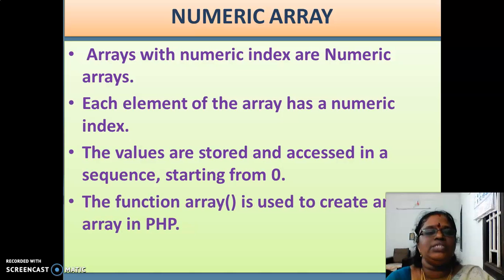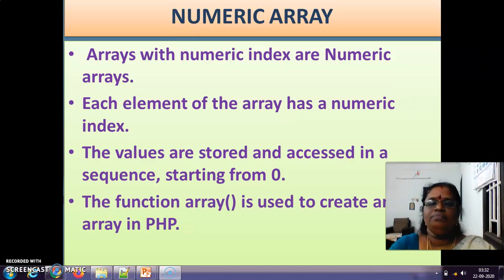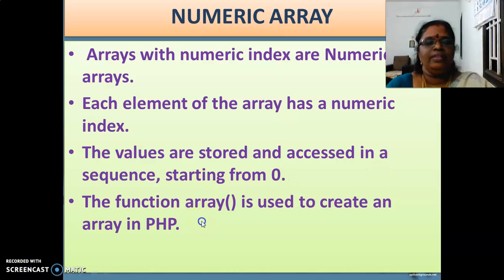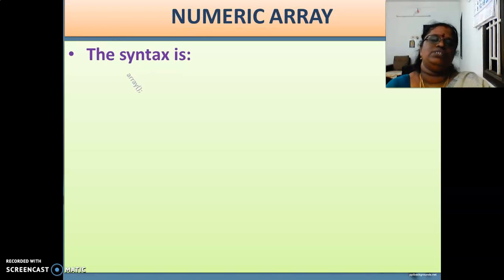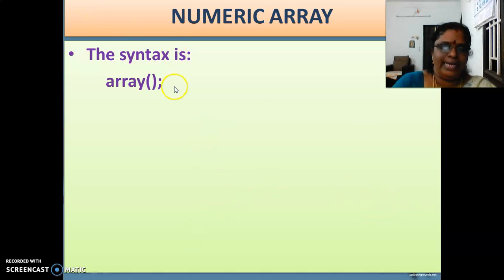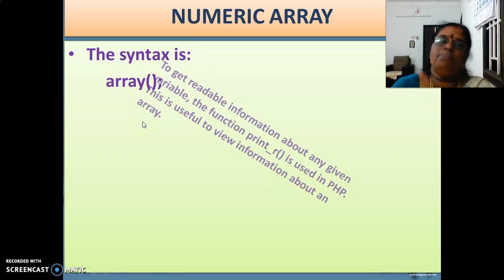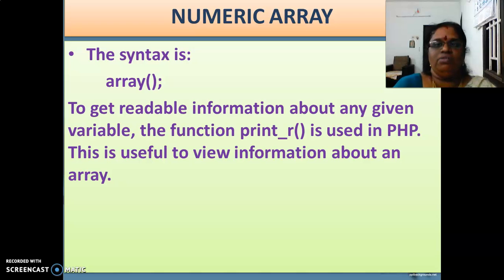Okay, we will see the syntax. The function array is used to create an array in PHP. We'll see the syntax of this. The syntax is like this: array with the brackets, semicolon. This is the syntax of your creation of array. Okay, array, bracket, end bracket, semicolon. We'll see the example program here after this.